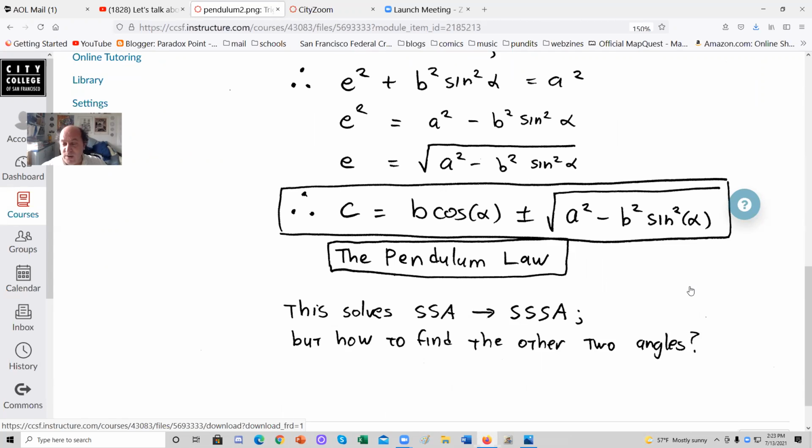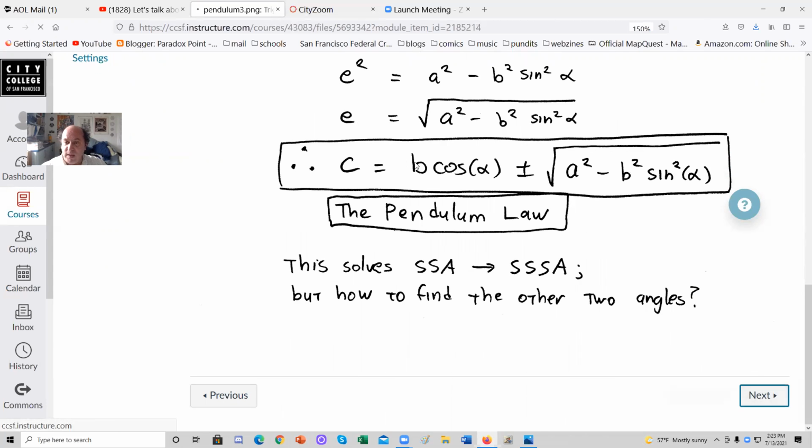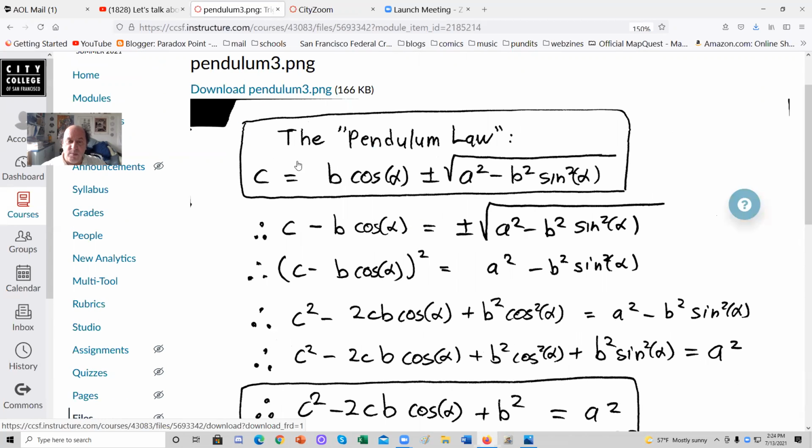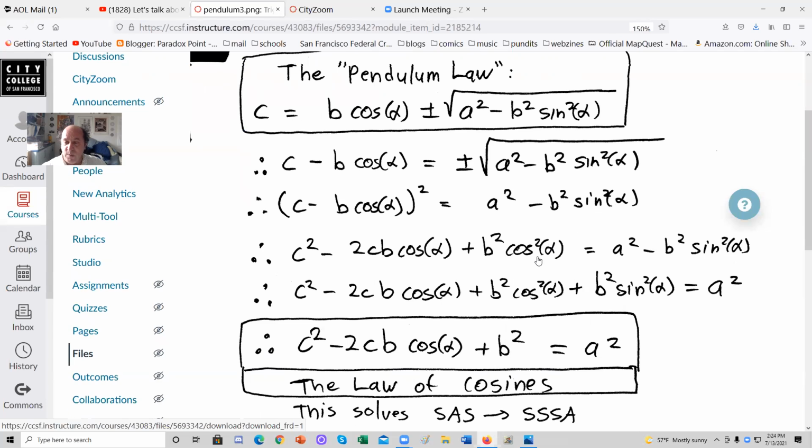But to find the other two angles, well, first from this, we derive the law of cosines. So first we subtract: C minus B cos alpha equals plus or minus this root. Square both sides, expand this: C squared minus 2CB cos alpha plus B squared cos squared alpha equals A squared minus B squared sine squared alpha. Then we transpose the B squared sine squared alpha. These merge into a B squared. So C squared minus 2CB cos alpha plus B squared equals A squared. And that is the law of cosines, derived earlier today by a different method, but it's the same result.